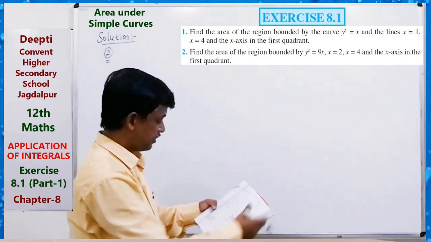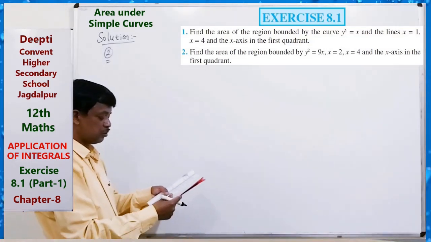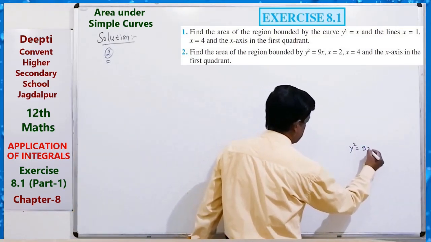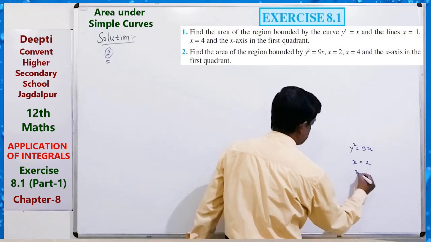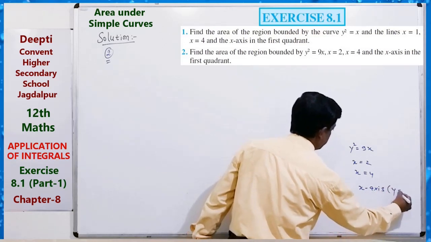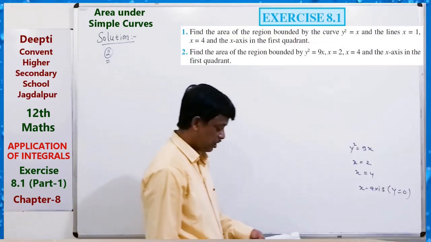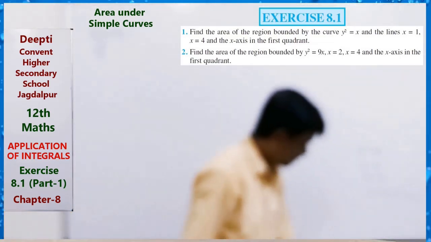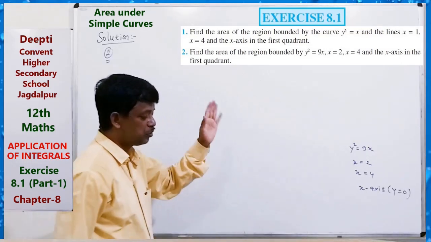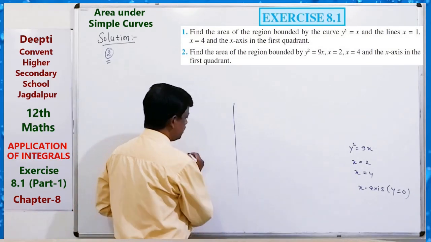Find the area of the region bounded by y square equals 9x, x equals 2, x equals 4, and the x axis. X axis means what? y equals 0. These are the boundaries of our area. So we have to draw a diagram. y square equals 9x. Find the area of the region bounded by y square equals 9x, x equals 2, x equals 4, and the x axis in the first quadrant. Here also first quadrant.